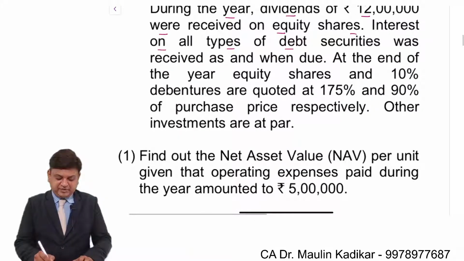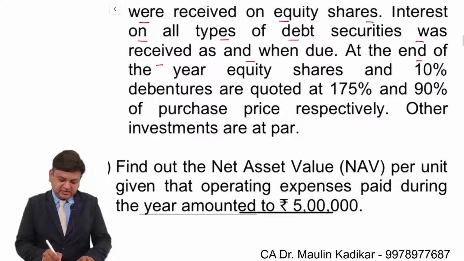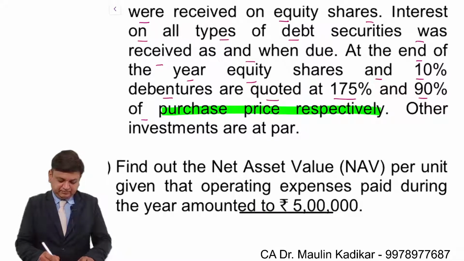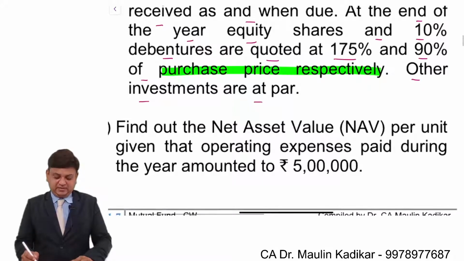Interest on all types of debt security was received as and when due. At the end of the year, equity shares and 10% debentures are quoted at 175% and 90% of purchase price respectively. Other investments are at par.